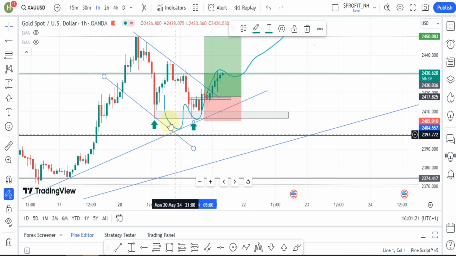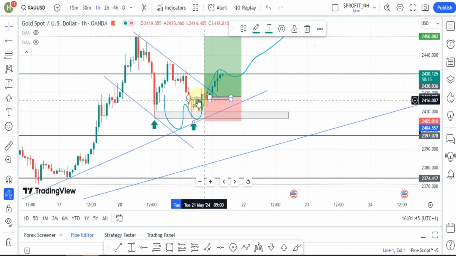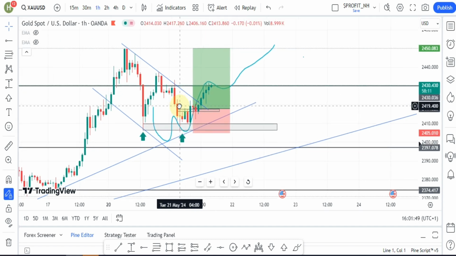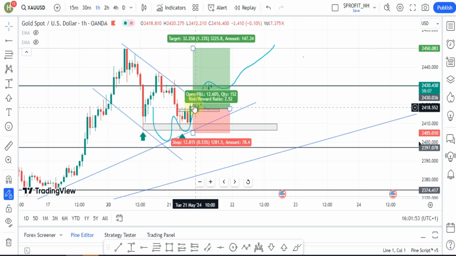After giving me this double bottom at this point, I didn't take my entry immediately. I waited for this market to play. Then it gave me this bullish engulfing candlestick at this point. After giving me this bullish engulfing candlestick, I was waiting for this 1 hour candlestick to close above this high that we had at this point. Then after closing above this high, I saw that this is a good opportunity for me to take my early buy entries in this market. So I took my early buy entries at this point.